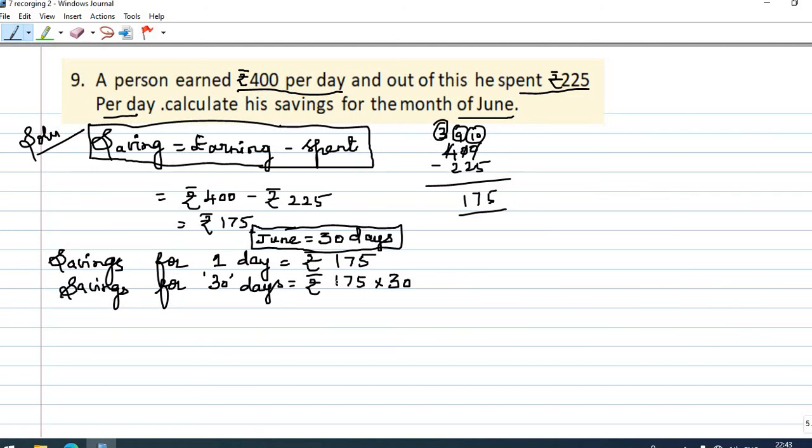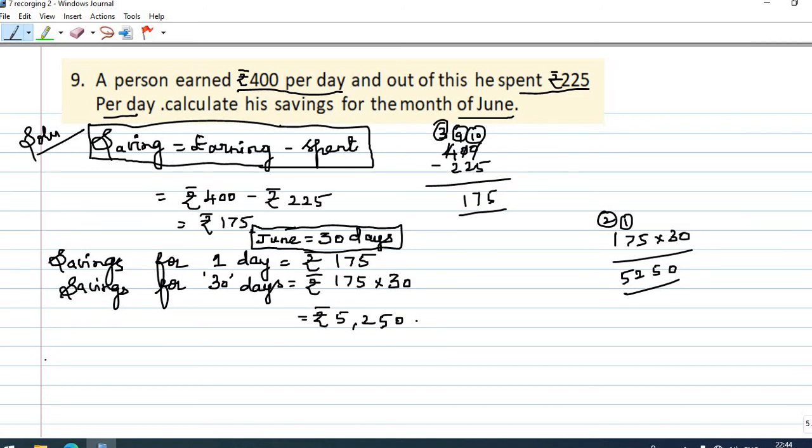So June, you are having how many number of days? 30 days. Just you multiply this 175 with 30 in the rough column. Just you drag that 0 down. 3 5s are 15, 1 carry over. 7 3s are 21, 21 plus 1 is what? 22. 3 1s are 3, 3 plus 2 is what? 5. So totally he is saving how much? 5,250. Got it? Got it, children?